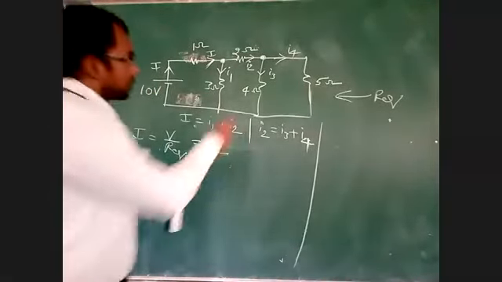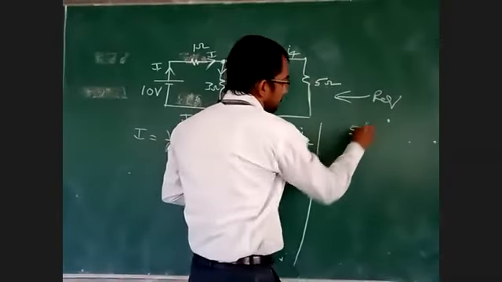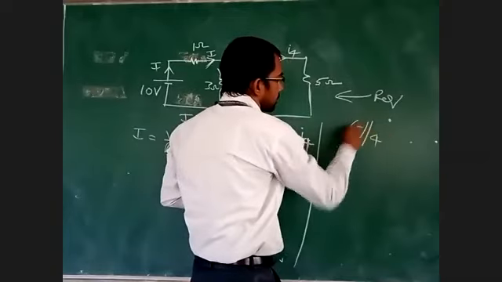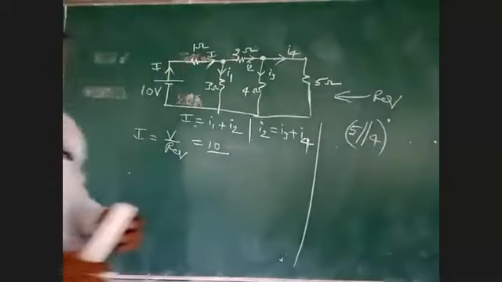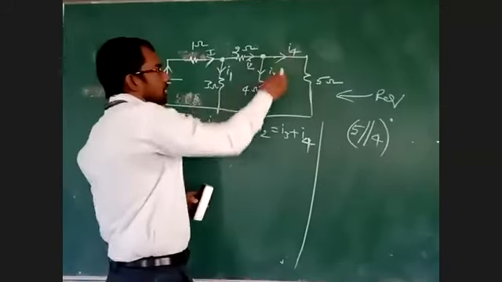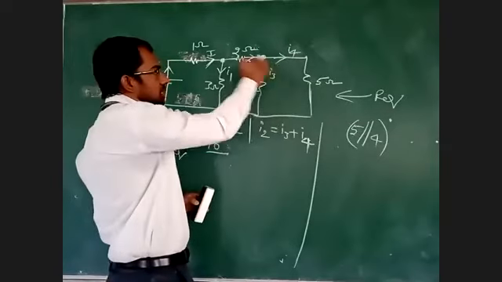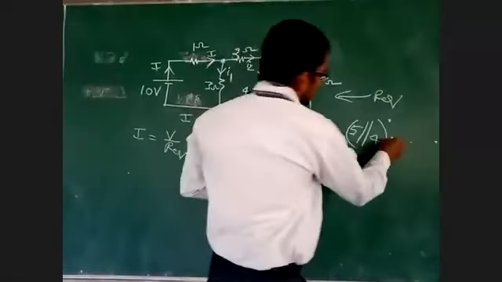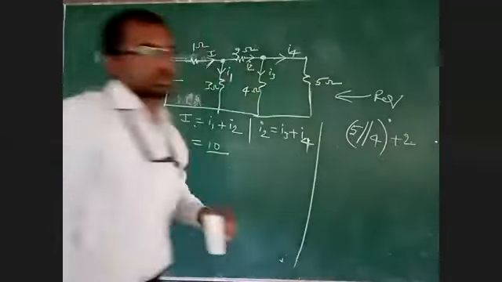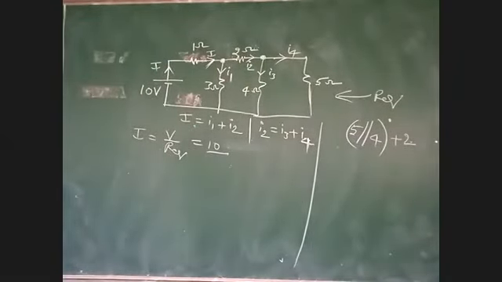Now see here, current is dividing in these two. That means 5 and 4 are in parallel. If current divides, then those branches will be in parallel. Where current is dividing in these two, if you combine these two as a single resistance, this resistance will be in series with 2. That parallel combination is in series with 2.